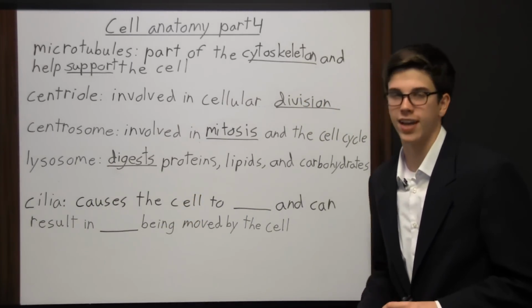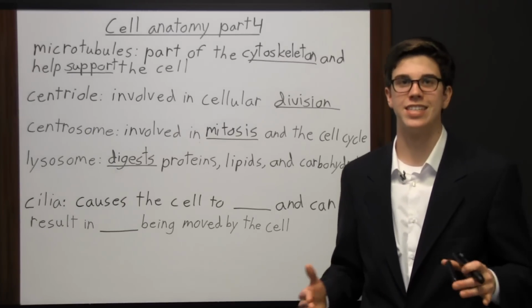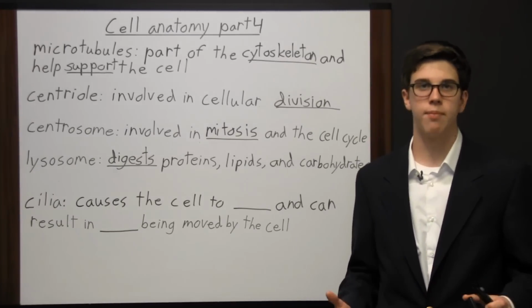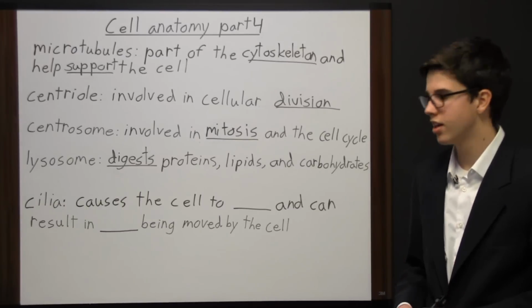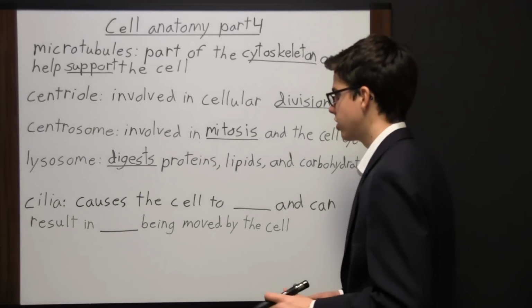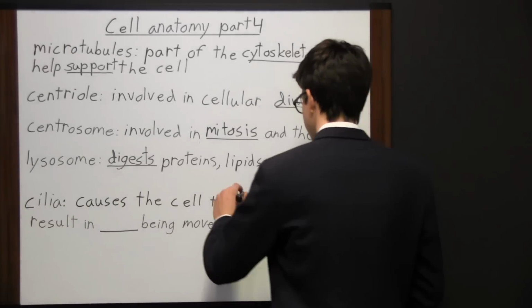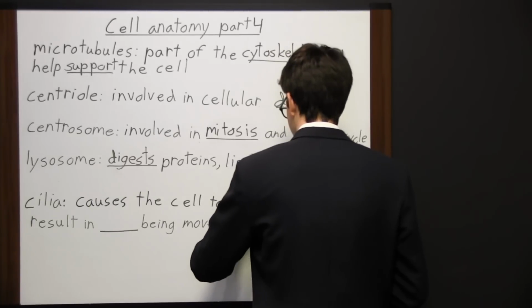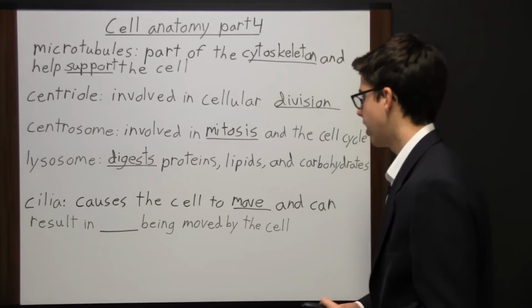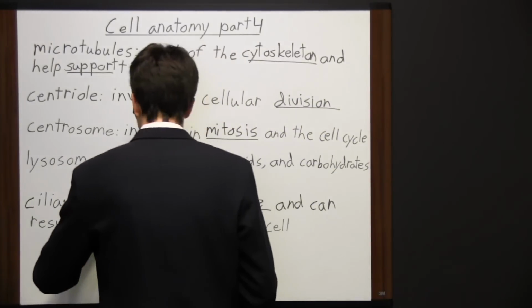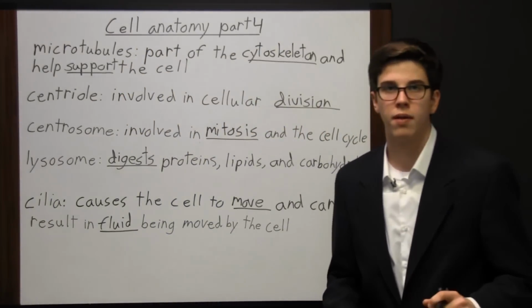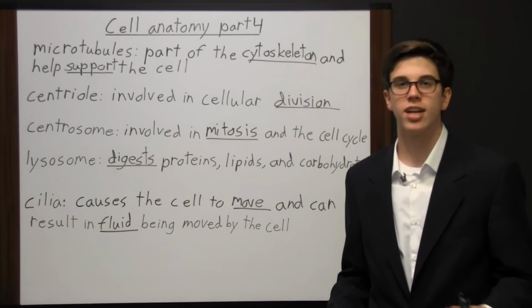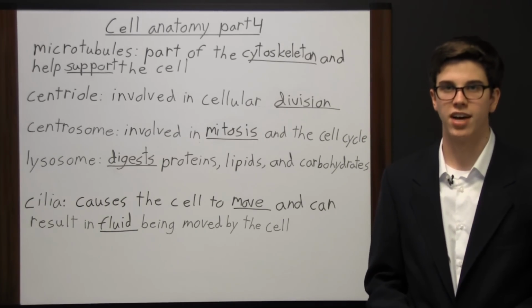And then we have cilia, and the plural form of cilia is cilium. And so the cilium is appendages extending from the surface of the cell. And so these appendages cause the cell to move. And the movement of these appendages can also result in fluid being moved by the cell. So that's a look at some parts of cell anatomy.